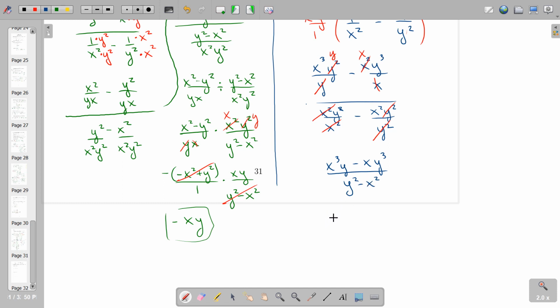And what I can do is factor out, I can see there's an x and a y common to both terms, leaving me with x squared minus y squared, which again, like in the last one, is almost the same as what's on the bottom. So then if I just pull out a negative, that would do the trick.